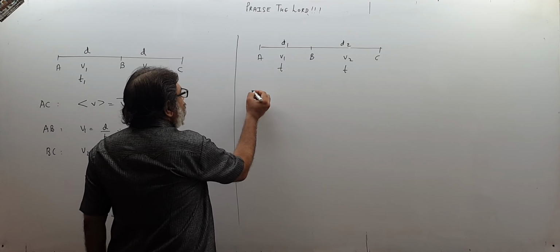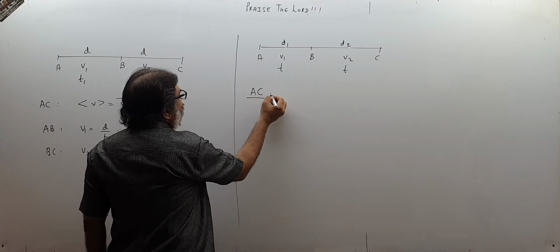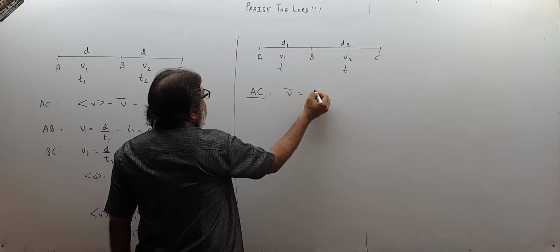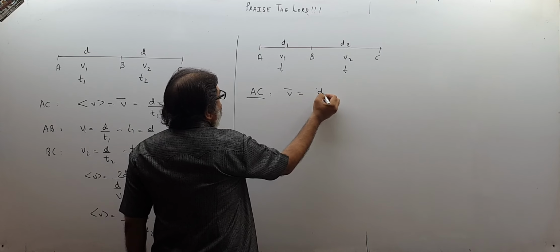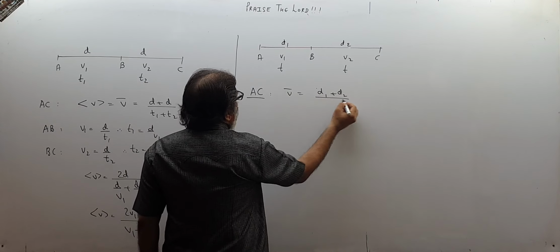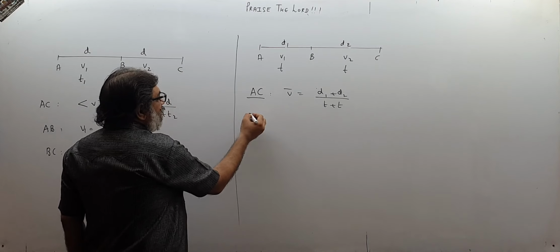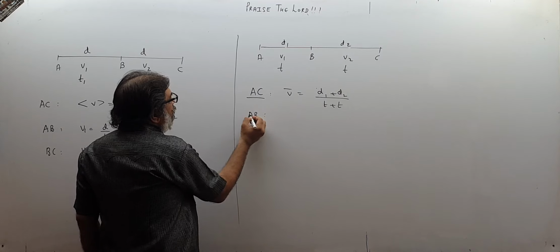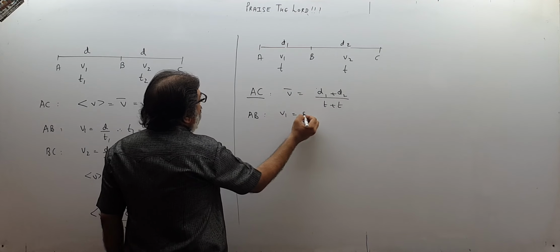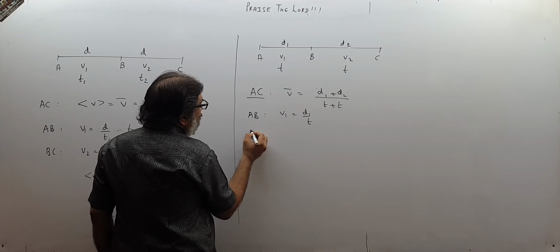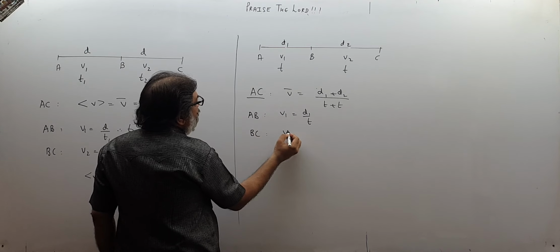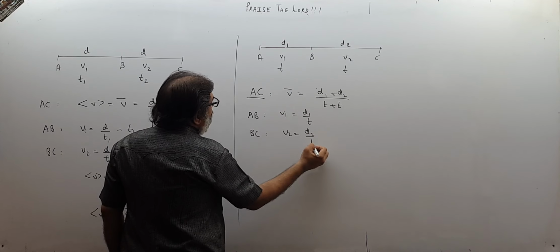We want the average speed for the AC region, for the AC journey, the full journey. The average speed will be total distance d1 plus d2 upon total time t plus t. Now for the AB portion, speed is equal to distance upon time, and for the BC region, speed is equal to distance upon time.